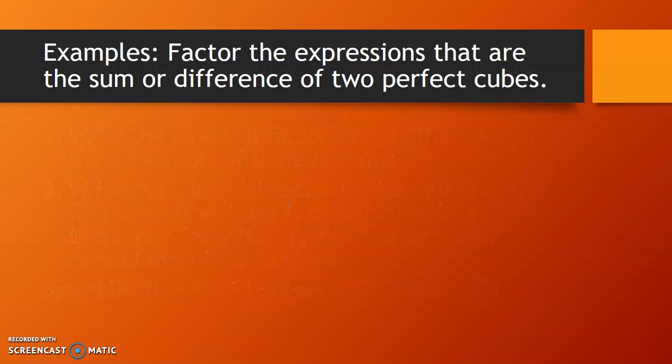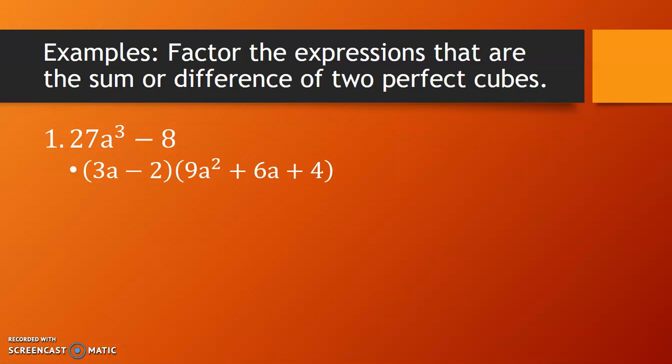So let me show you some examples here where we actually factor. So I have 27a to the third minus 8. So if I cube root the first term, that would give me 3a. And if I cube root 8, that would be 2. So like my a term for my rule would be 3a, and my b term would be 2. So this factors to 3a minus 2. And then I square my a term, so that's why they have 9a squared, plus the 6a, because that would be the 3a times 2. And then the 2 squared would be 4.